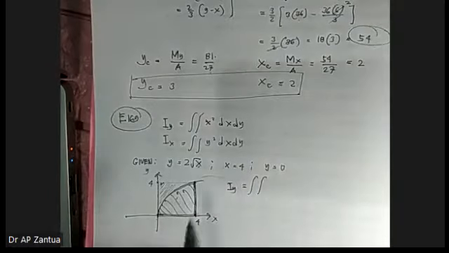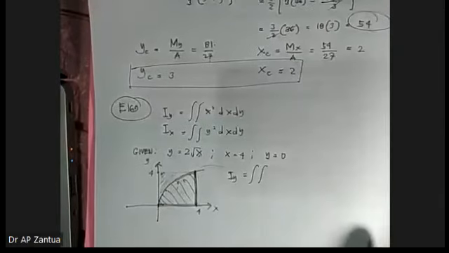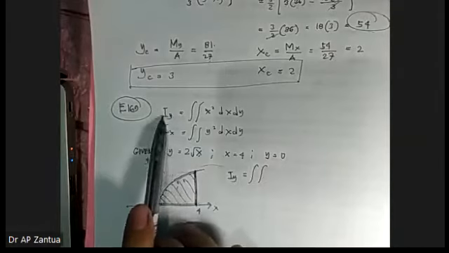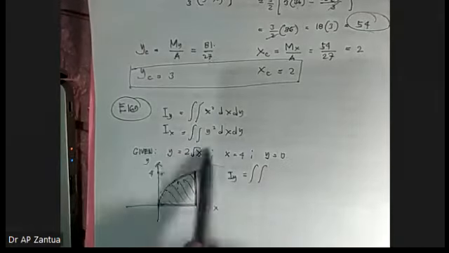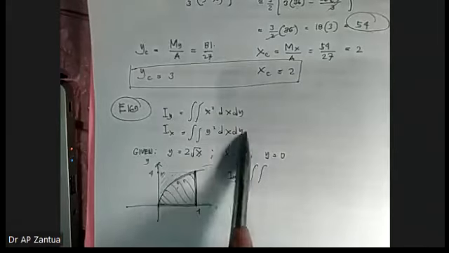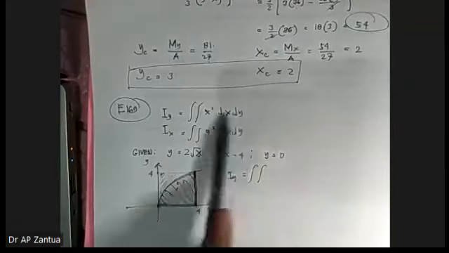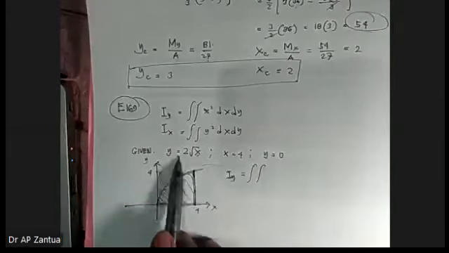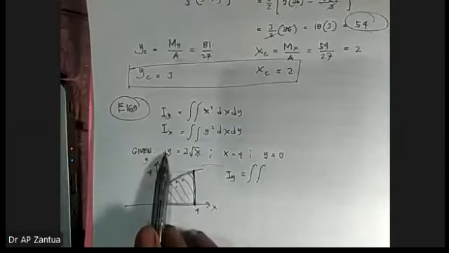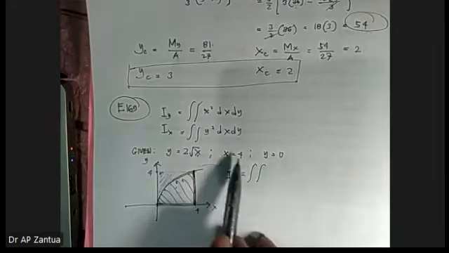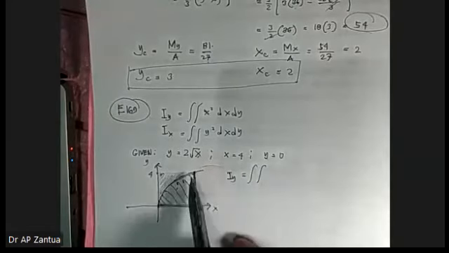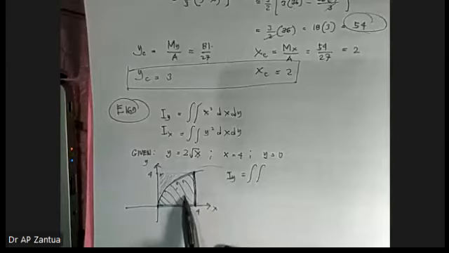Okay, let's go to example 169. This time, we are going to determine inertia. These are the set of equations for inertia with respect to the y and x axes. Given the boundary, we have a curved surface, a plane surface, and another plane surface. This is what we are required to find out. What is the inertia of this region?